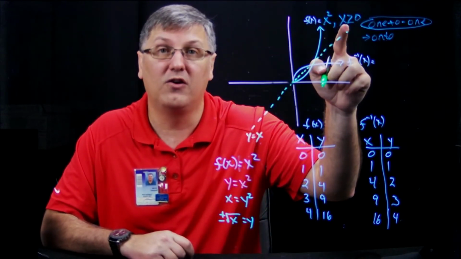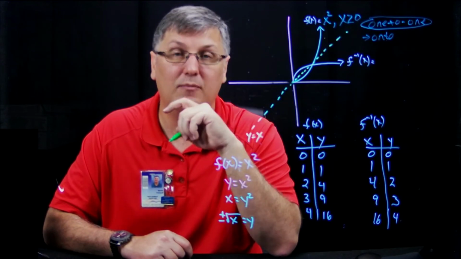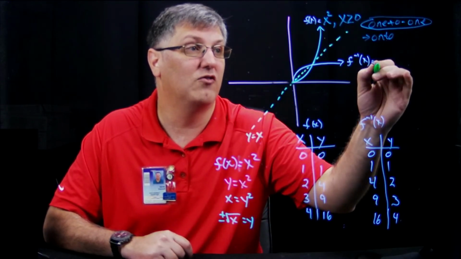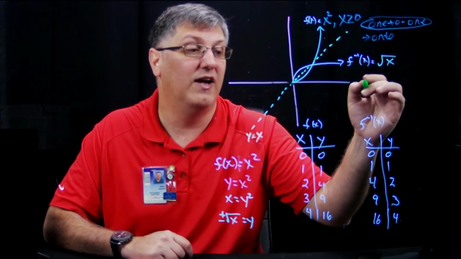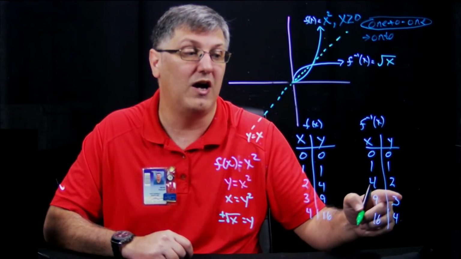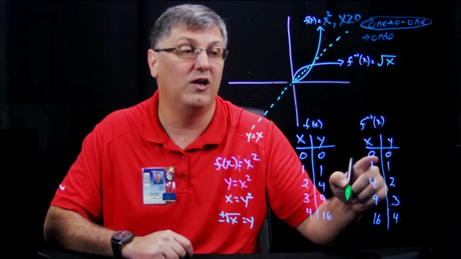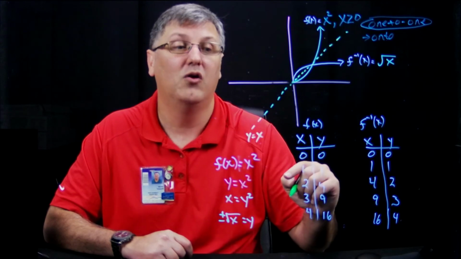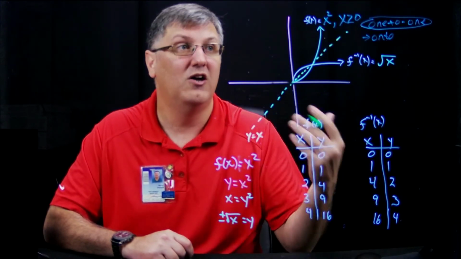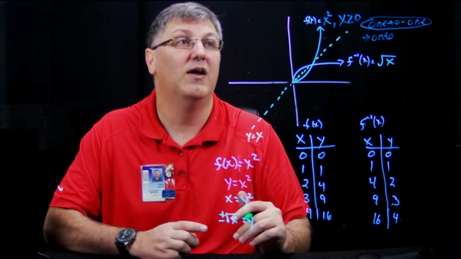I'm going to come here and look at my domain restriction. X is greater than or equal to 0, so that means my x has got to be a positive number. Therefore, this inverse is going to be the square root of x, and that makes sense with my table because the square root of 16 is 4, the square root of 9 is 3, the square root of 4 is 2, the square root of 1 is 1, and the square root of 0 is 0. Whereas over here, 0 squared is 0, 1 squared is 1, 2 squared is 4. So it all goes together nice and pretty.